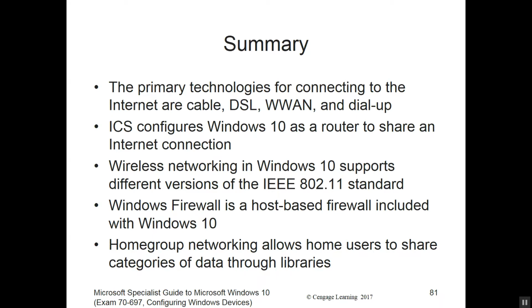Wireless networking in Windows 10 supports different versions of the IEEE 802.11 standards, and Windows Firewall is a host-based firewall included in Windows 10. Homegroup Networking allows home users to share categories of data through libraries.